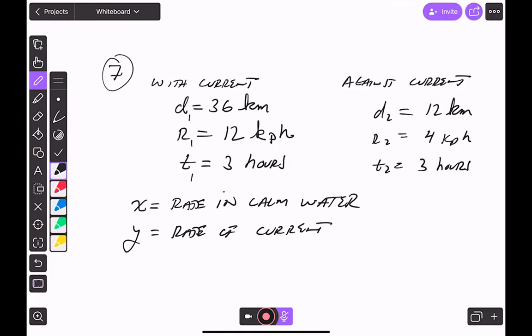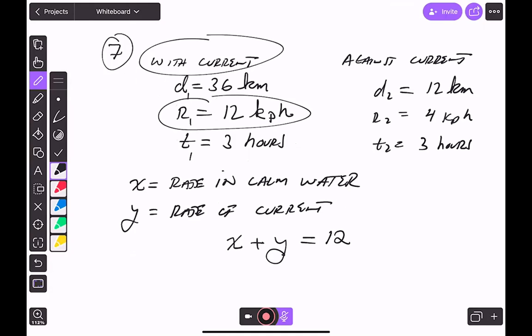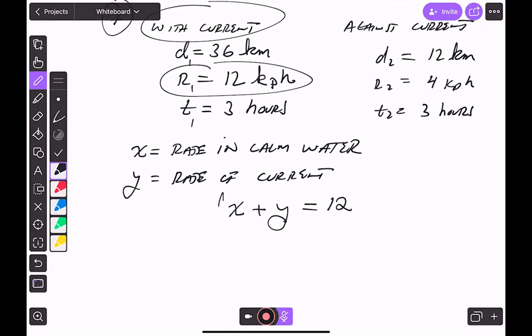Well, I'm going to say the rate in calm water plus the rate of the current would be with current. And what's that rate going to be? 12. It's right over here. Now, when you're going against the current, it's going to be the rate of the boat in calm water, but the current is taking away from it. So x minus y would be equal to 4. All right. Now let's see if we can solve that.